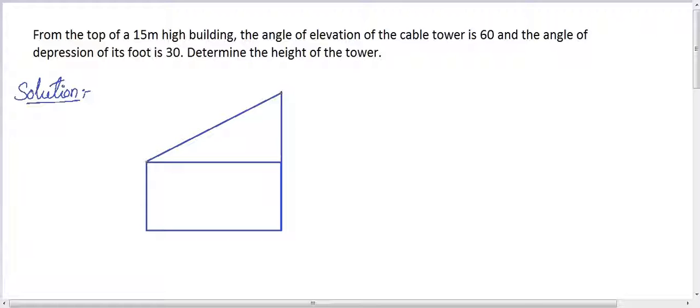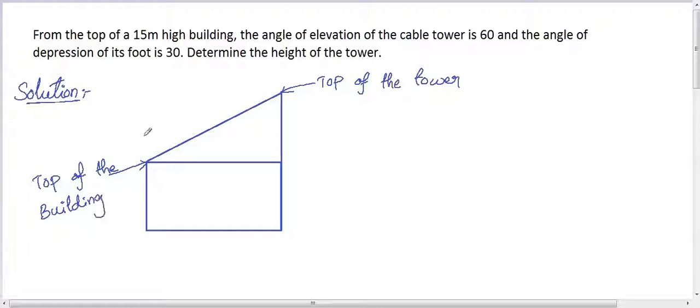See here, one building, on top of that one tower. This is the top of the tower, and this is the top of the building. Given from the top of a 15 meter high building, so the height of the building is 15 meters. This is 15 meters then.